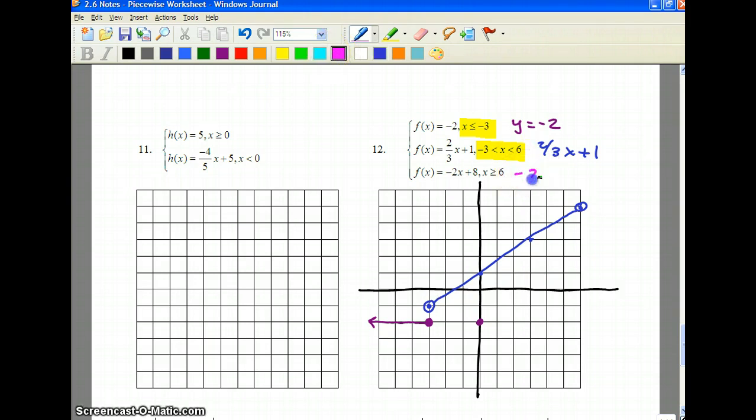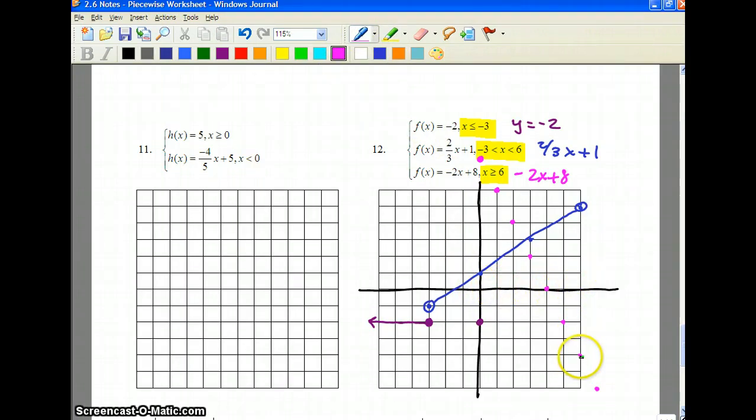And then this one, -2x plus 8. So we have to go up to 8. 1, 2, 3, 4, 5, 6, 7, 8. So we'll say this is 8. Then we go down 2 over 1, down 2 over 1, and so on, right? Now I did a whole bunch of those because this guy's domain doesn't start until 6. So I have to count out to 6. 1, 2, 3, 4, 5, 6.